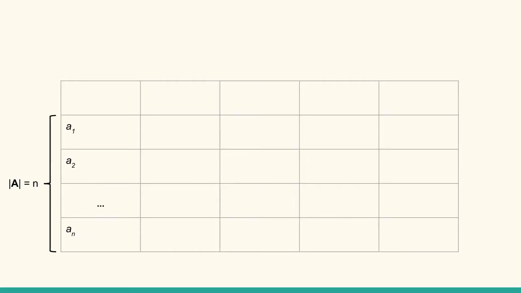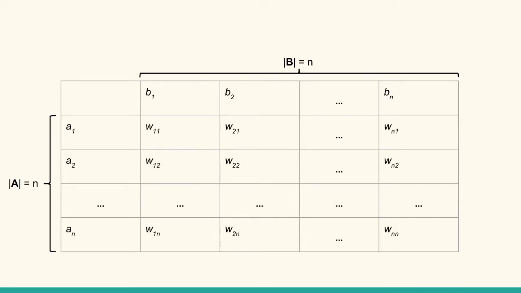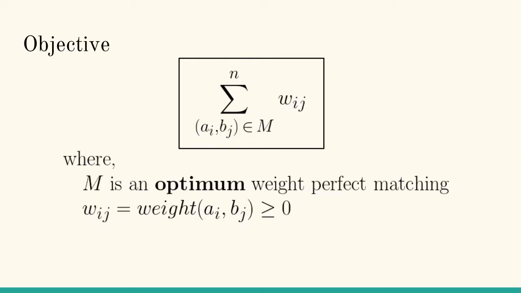Suppose we have a set A and a set B of equal size n, where each pair AB has an associated non-negative weight value. The aim is to find the optimum perfect matching, that is, every element in A is matched to a unique element in B such that the sum of the weights of the matching is optimum. When we say optimum, we typically mean maximum or minimum.